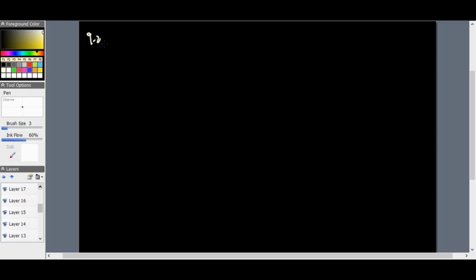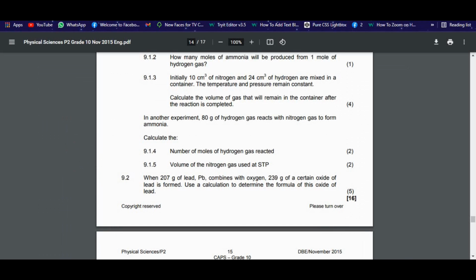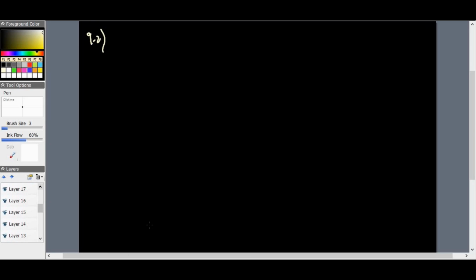9.2 is a big question here. 9.2 for 5 marks says, when 200 grams of lead, Pb, which is the symbol for the element on the periodic table, combines with oxygen, 239 grams of a certain oxide of lead is formed. Use the calculation to determine the formula of the oxide of lead. Judging from when lead reacts with oxygen, it must be possibly either lead oxide or lead dioxide, because it says a certain oxide. So let's have a look by calculation.